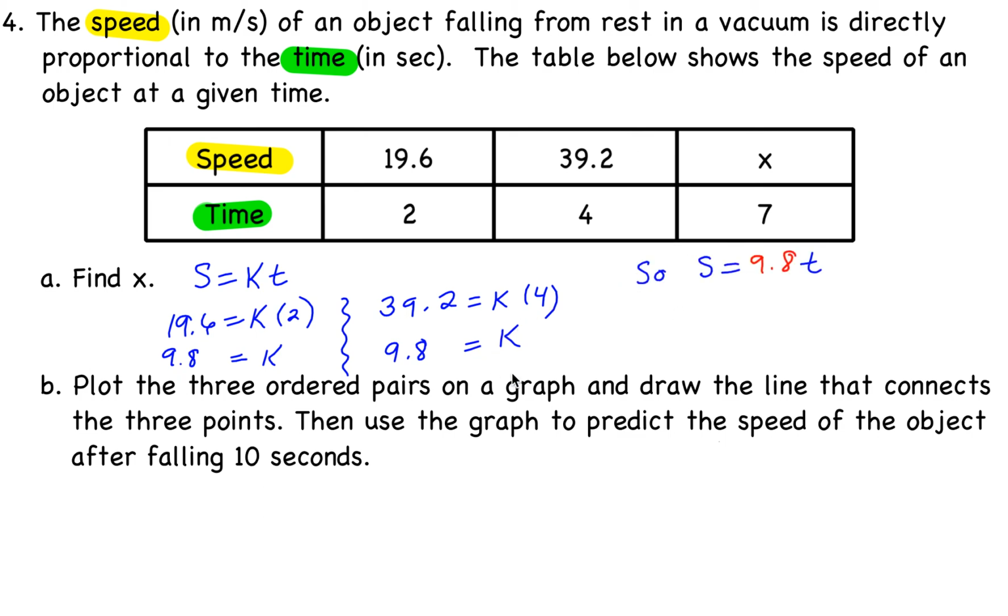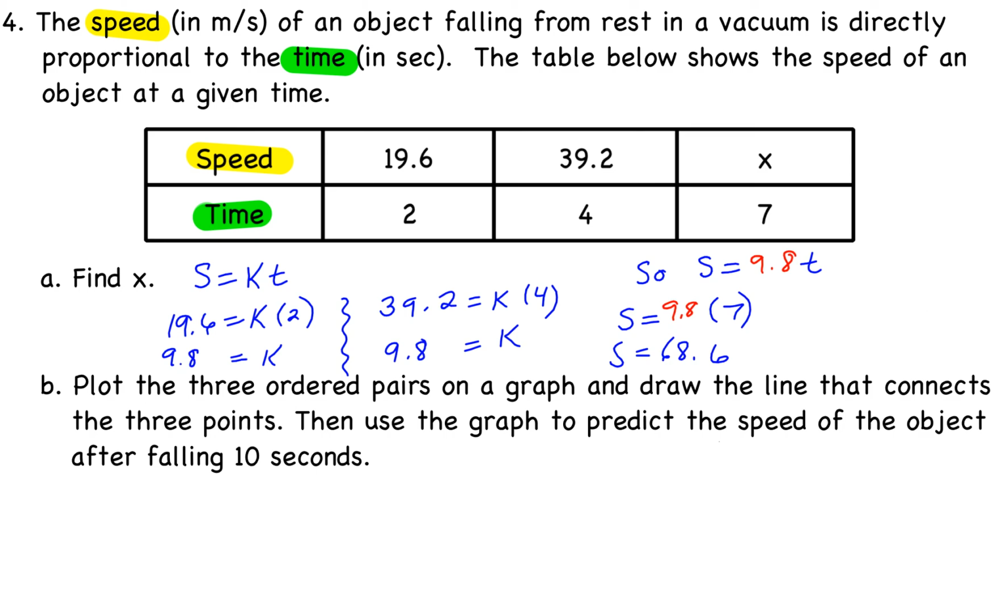And so now we can put that constant back into our original equation here, the S equals K times T, but now K is 9.8. So now we can answer the question. We can plug in a value of 7 for T, and that gives us 68.6 for our speed, meters per second.